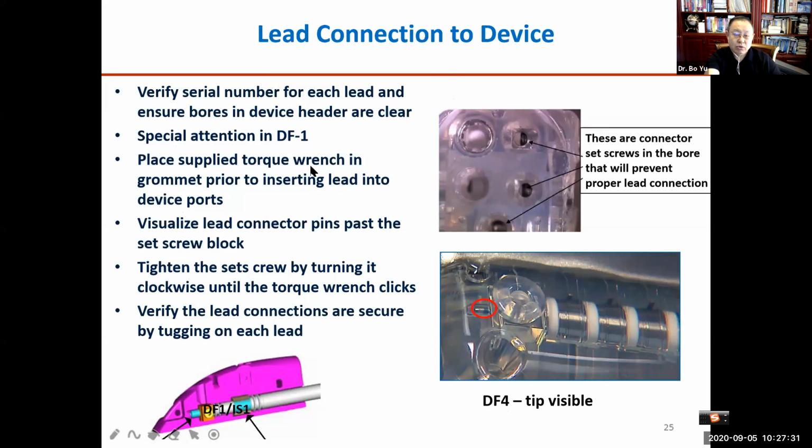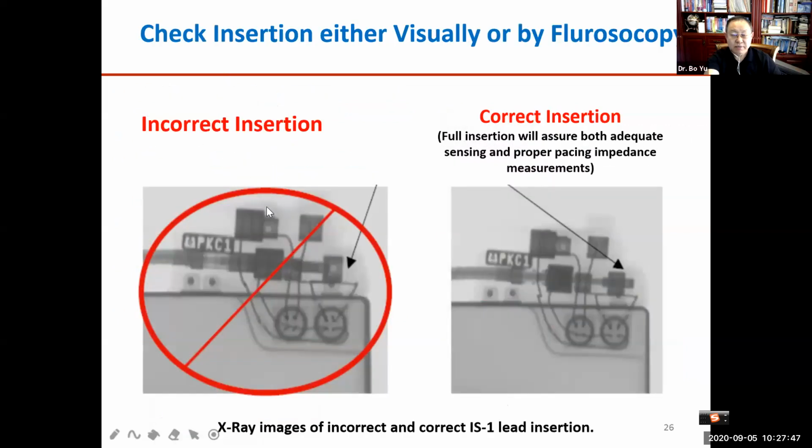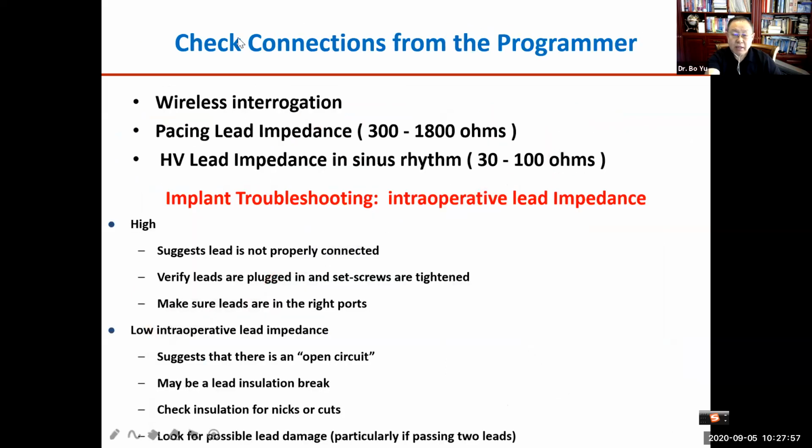Place the supplied torque wrench in the grommet properly to insert the lead into the device ports. Visualize lead connector pins past the set screw blockers. If you are not sure, you can check the insertion under fluoroscopy to make sure the pins go through the holes. You can also check connections from the programmer through the impedance. If the patient has high impedance, that suggests it is not properly connected. If it is low impedance, that may suggest there is an open circuit.